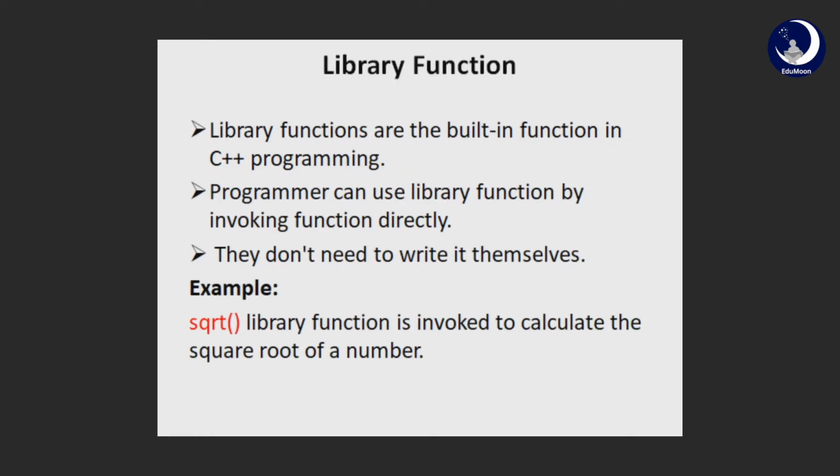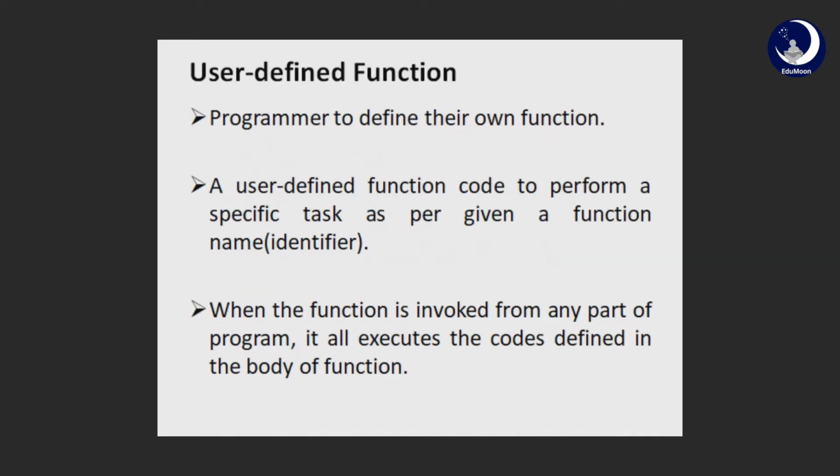Library function. Library functions are built-in functions in C++ programming. Programmers can use library functions by invoking the function directly. They need not write it themselves. To use a library function, we need to import the header file in which the particular function is located. For example, the square root library function is invoked to calculate the square root of a number. The name of the function is sqrt, followed by parentheses, in which we'll be giving the value inputs.